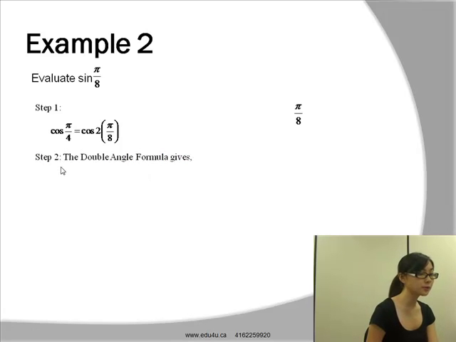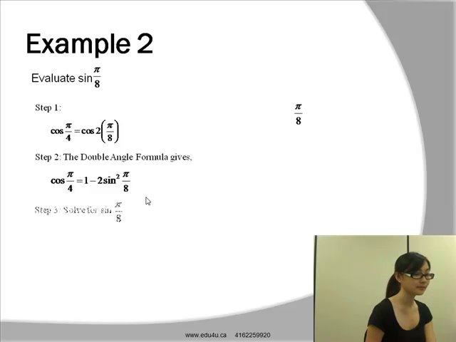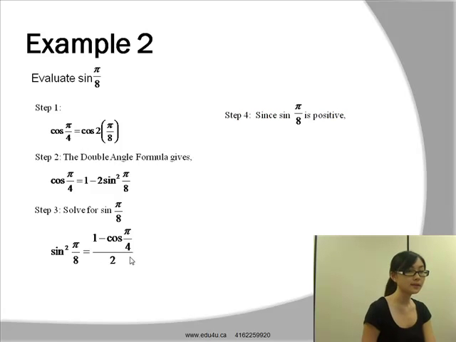In step 2, we apply the double angle formula. That's going to give us cos of pi over 4 equals 1 minus 2 sine squared pi over 8. So by now you might have noticed this is why we started with cos of pi over 4. So right now we have sine squared of pi over 8, but we actually want sine of pi over 8. So in step 3, we solve for sine of pi over 8. We rearrange the equation, which will give us sine squared pi over 8 equals 1 minus cos pi over 4, all over 2.